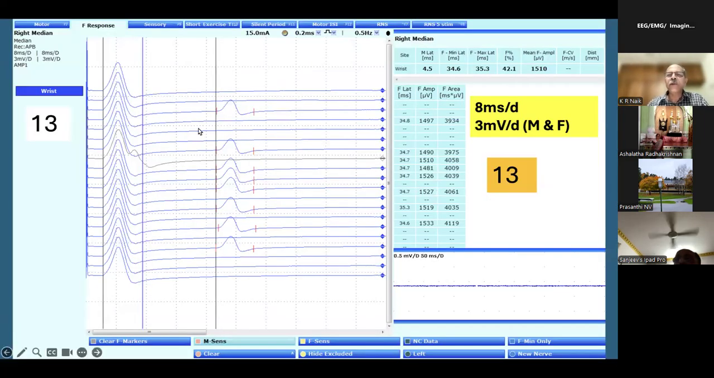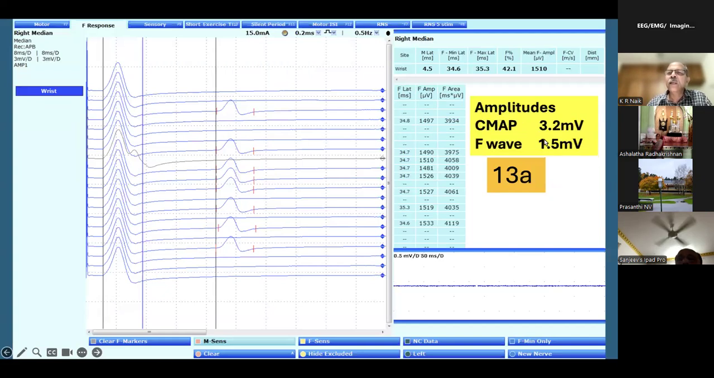Coming to this F wave, recorded at 80 milliseconds in sweep. The two abnormalities are at 3 millivolts per division. So we'll go to the answer here. 3.2 millivolts is the amplitude of the CMAP. For median, 3.2 millivolts is less. If you see from here to here, it is just 3.2 millivolts. So there is a reduction in the amplitude of the CMAP.